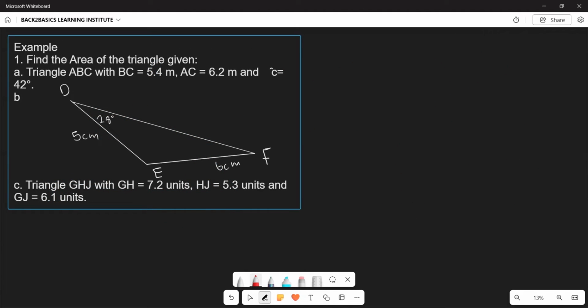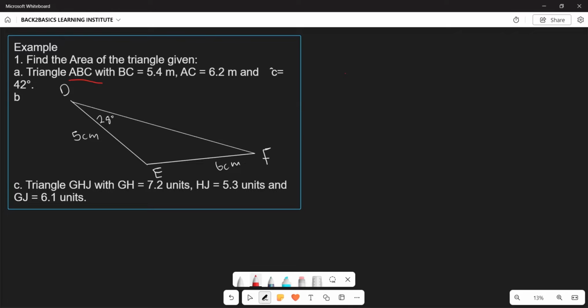Now, let's look at number one. You are given these three questions, right? Number one: triangle ABC with BC, which is 5.4 meters, AC, which is 6.2 meters, and your angle C, which is 42 degrees, right? What is important is you need to firstly draw this particular shape so that you can be in a position to understand what they require you to calculate, right?